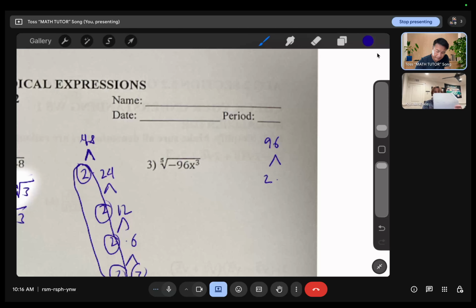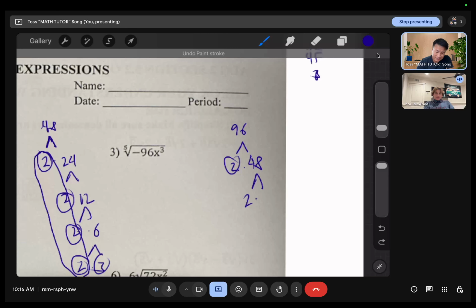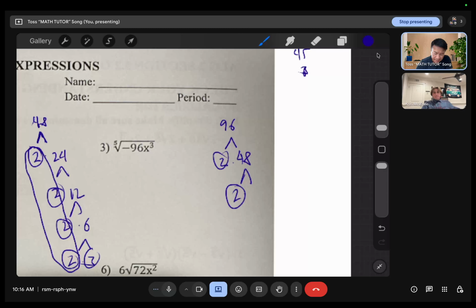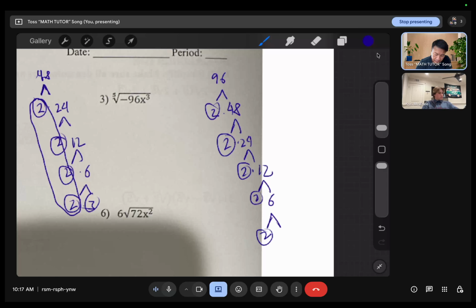So we have 96. What is that? 4, 5. Have a 3. 48. Half it again. Yeah, because some people recognize something to the 5th power. I don't. I'm sorry, dude. I'm not that smart. But yeah, even 4th power, because no one really does that. Let's see what happens here. 24. Keep going. 2, 12, 2, 6, 2, 3.